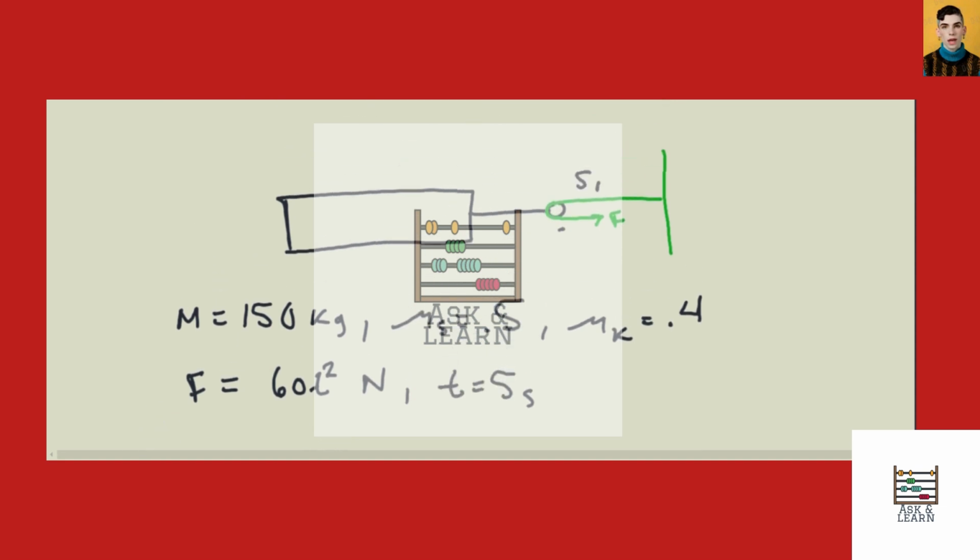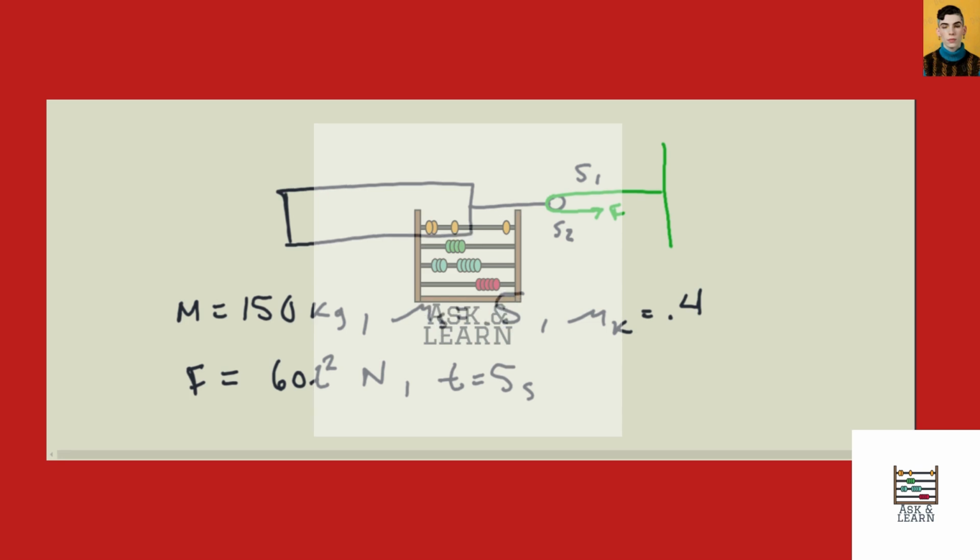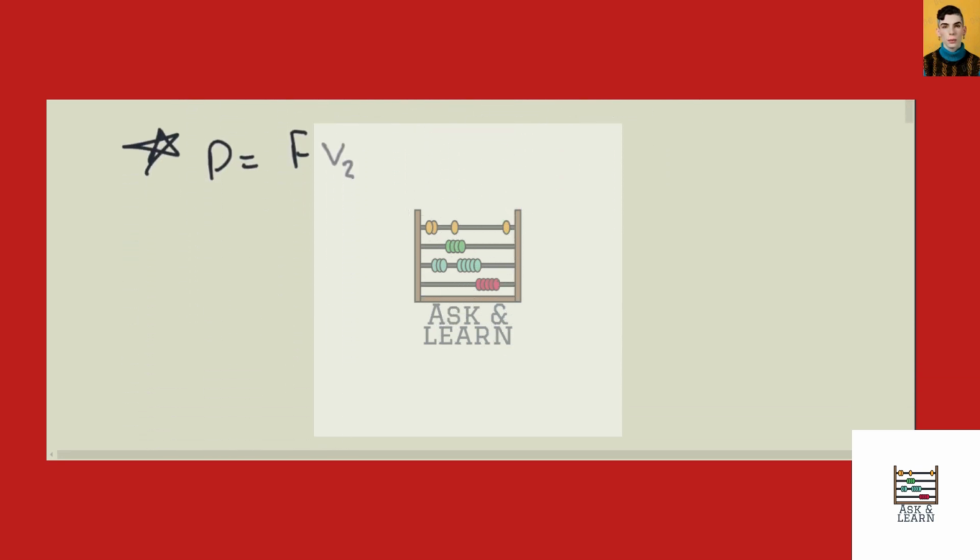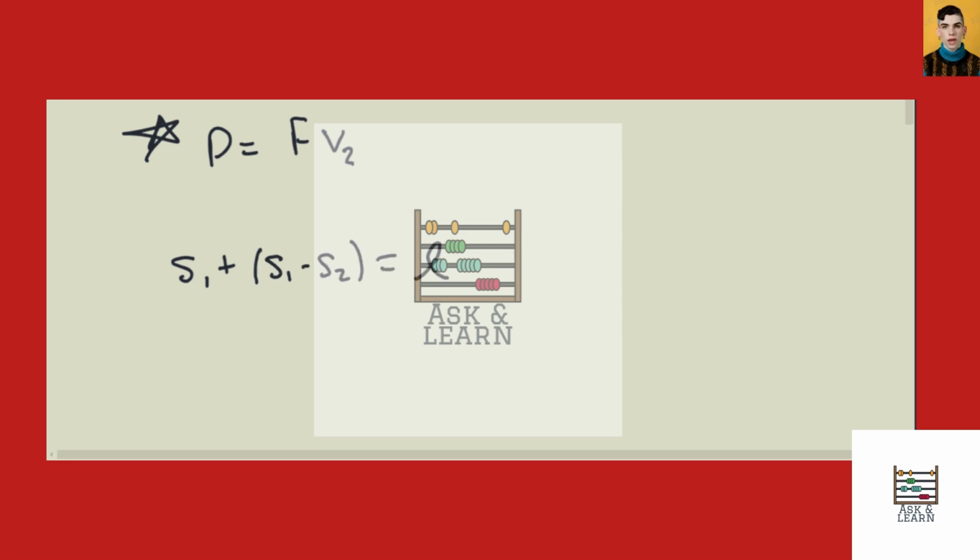We can call S1, S2 for the lengths. So we can say for the lengths, S1 plus S1 minus S2 will give us some kind of length. This is the length of the entire rope. And if we do the differences for each one, we have delta S1 plus delta S1 minus delta S2, and the difference of the length will just be 0.